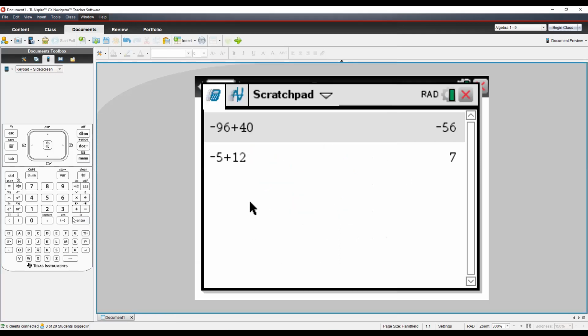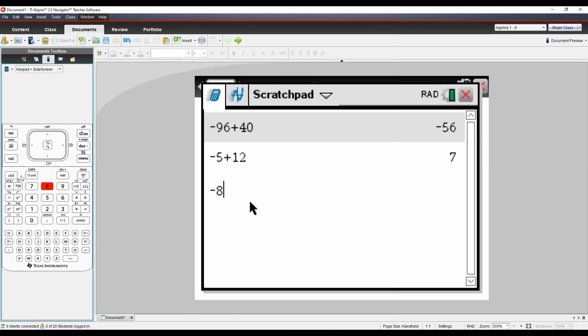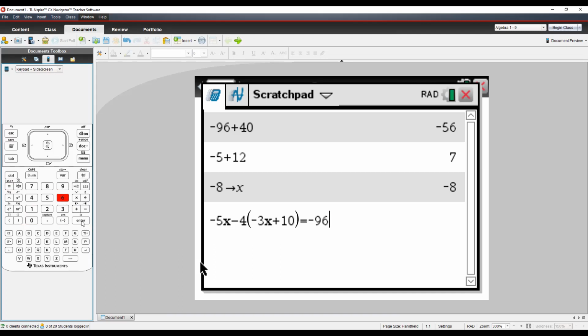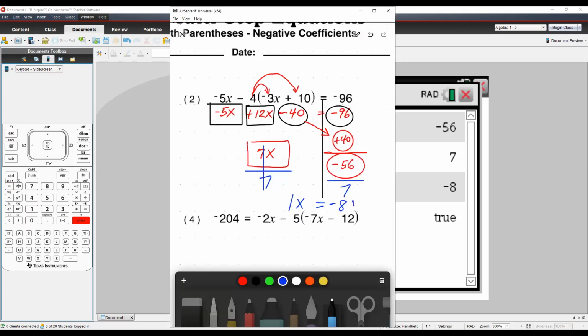And again, I can check this by storing -8. I'm gonna store that into x. We got it, and then I'm just gonna key in the equation. So this is gonna be -5x minus 4 parentheses times -3x plus 10 close the parentheses equals -96. Now, if -8 is the right answer, this should be a true statement. And I get a true statement. So that means we checked it, and this is the right answer.